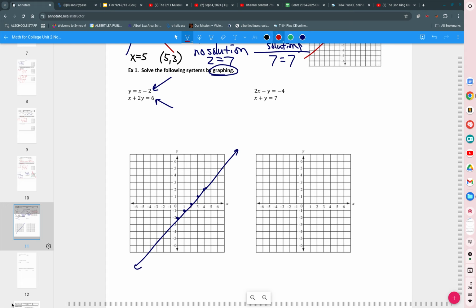And for the next line, in order to graph this one, I'm going to place it into slope-intercept form. I'm going to subtract x from both sides to get 2y is equal to -x plus 6. As I divide by 2, I get y is equal to -1/2 x plus 3. I plot my 3, and as the slope is -1/2, I go down 1 and over 2, down 1 and over 2, down 1 and over 2.